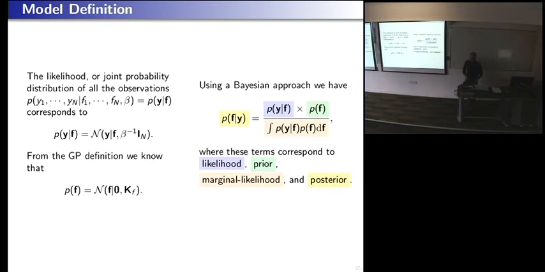Using a Bayesian approach, we are interested in calculating a posterior distribution over the latent function given our observations. All we need to calculate that is to be clear about what the likelihood and what the prior are, because using Bayes' theorem, the posterior is equal to the likelihood times the prior over the integral of the likelihood times the prior, integrating over f. It can be shown that the marginal likelihood as well as the posterior are also normal distributions.